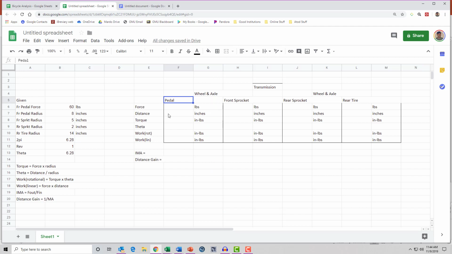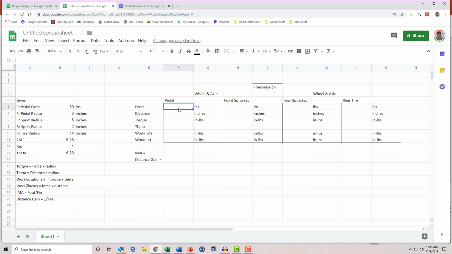Okay, so now we're going to start doing math. Here notice I've got the pedal and the front sprocket, and this is what we're going to make as our first wheel and axle. Then from the front sprocket to the rear sprocket, that's our transmission, and then our rear sprocket to our rear tire, that is our second wheel and axle.